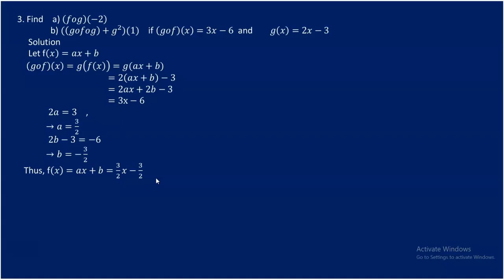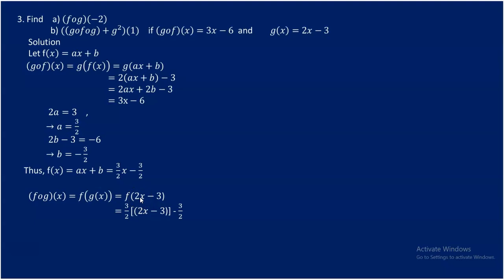Now f is determined. If f is determined, we can find f∘g of minus 2, or f∘g of x. In order to determine that, look here, f∘g of x is the same as f of g of x, as you know. And here we have f, and in place of g of x, let us take g of x. Where is that? Here it is, 2x minus 3. You simply take this one and put it here. Now look, this is f of 2x minus 3. F has been defined to be 3 over 2 x minus 3 over 2. So you simply substitute this 2x minus 3 in place of x here, okay?